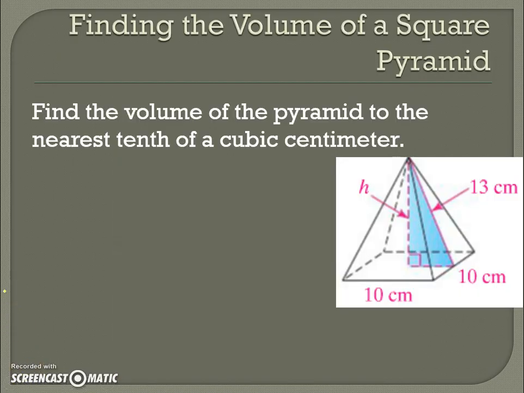All right, finding the volume of a square pyramid. It says find the volume of the pyramid to the nearest tenth of a cubic centimeter. So first of all, let's find the area of the base. Remember, the area of a square is equal to a side squared. So for this, it's going to be 10 squared, which equals 100.